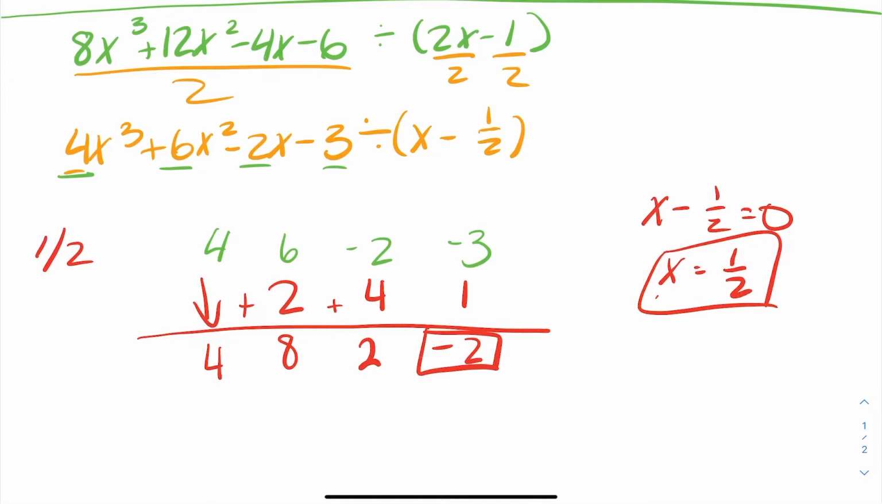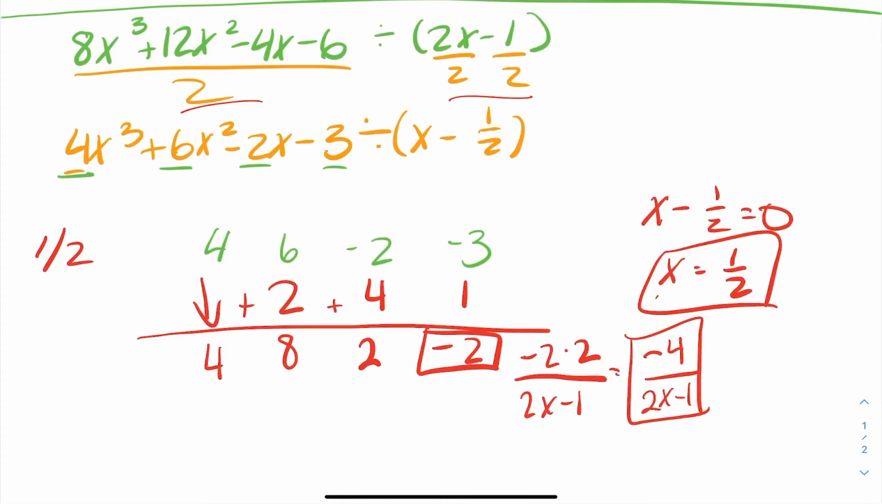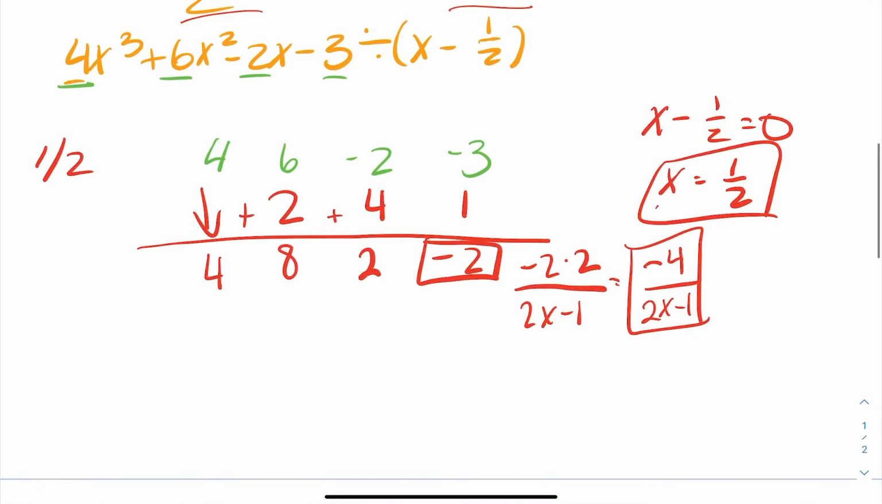So having negative 2 as your remainder, we're going to go back up to the problem, and you can see we divided everything by 2. In this case, for the remainder, you have to multiply by what you originally divided by. So it would be negative 2 times 2, over your denominator, 2x minus 1. So this equals negative 4 over 2x minus 1, and that is your complete remainder. Don't forget to do that step, because then your remainder would be wrong.